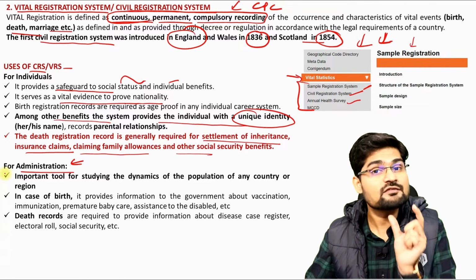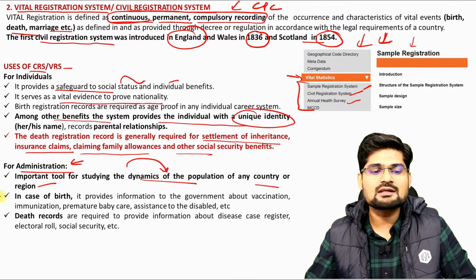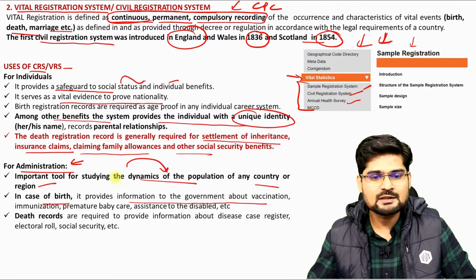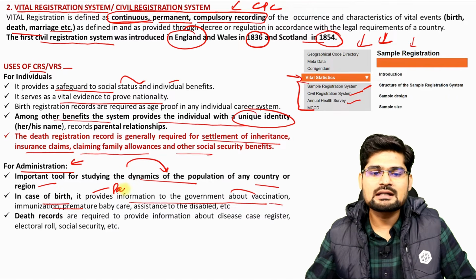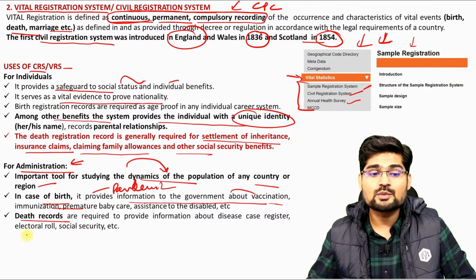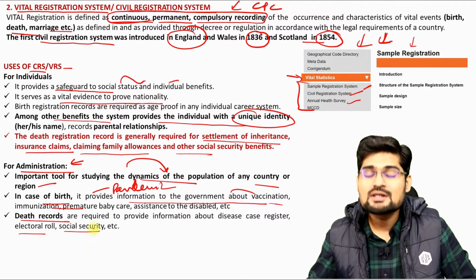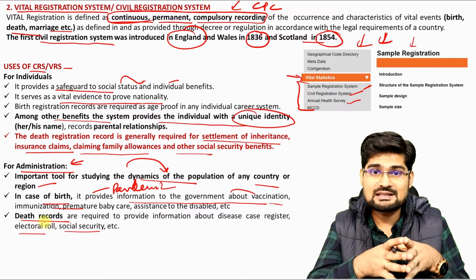And for administration, why it is important? Because it is one of the very important tool to study the dynamics of population of a country or a region. In case of birth, it provides the information to the government about vaccination, immunization, and very importantly, during these pandemics, this has been observed, and death records as well in terms of the electoral roll, social security, and several others. That's where it becomes very important data.